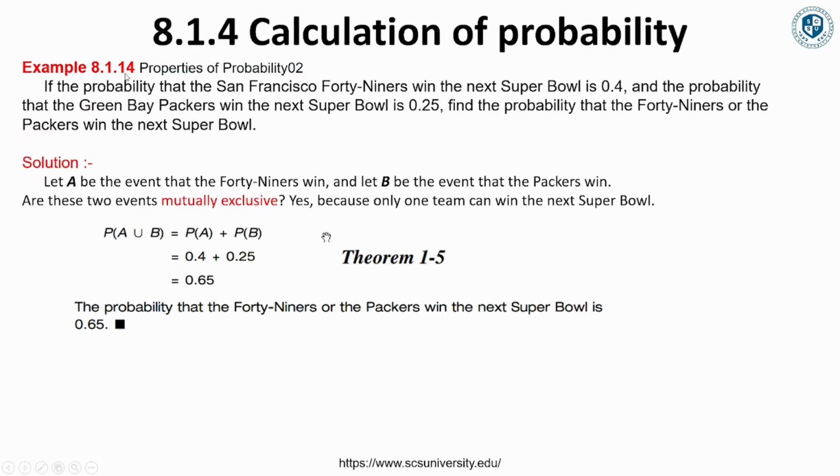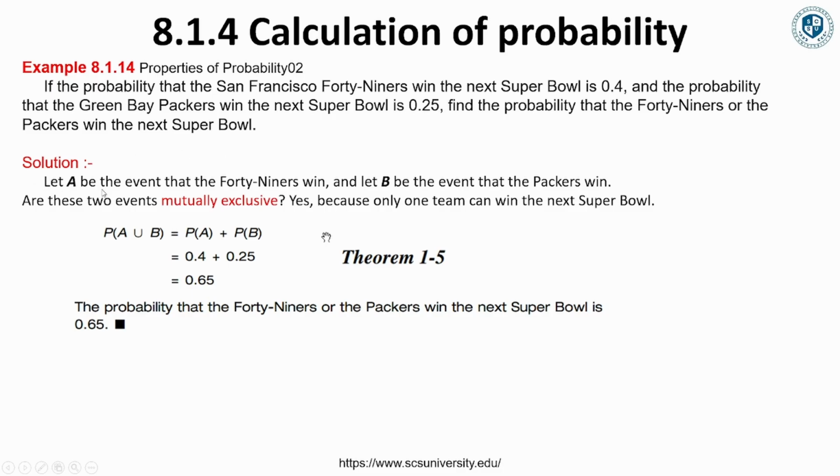Example 8.1.14 properties of probability 02. If the probability that the San Francisco 49ers win the next Super Bowl is 0.4, and the probability that the Green Bay Packers win the next Super Bowl is 0.25, find the probability that the 49ers or the Packers win the next Super Bowl.